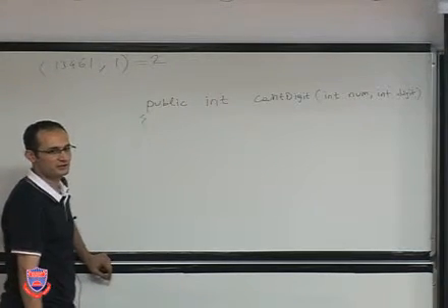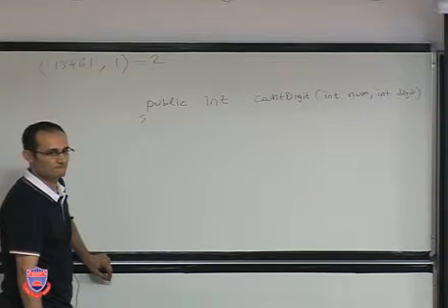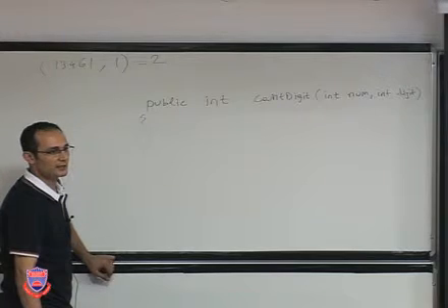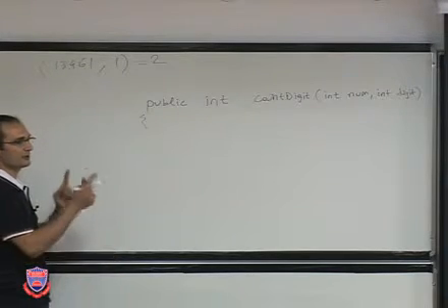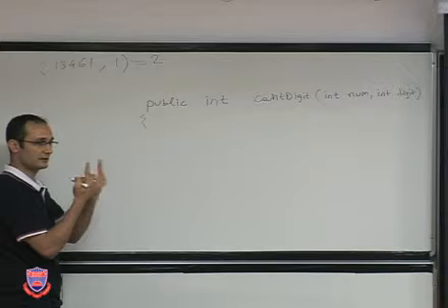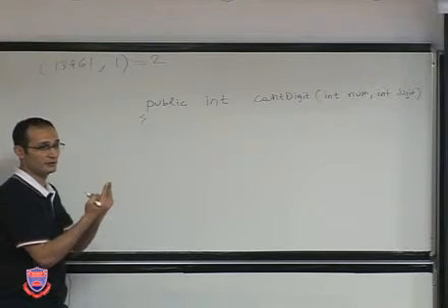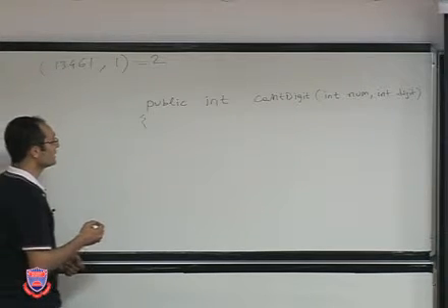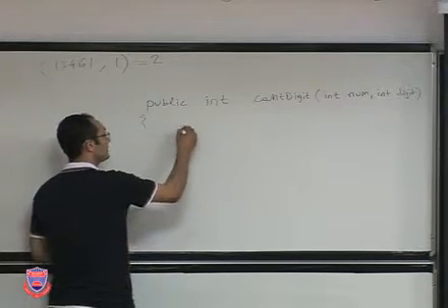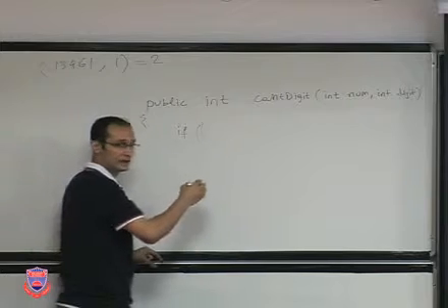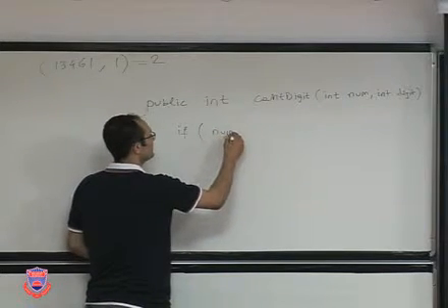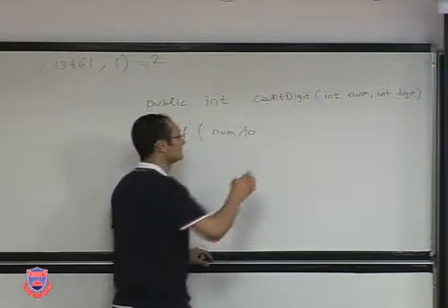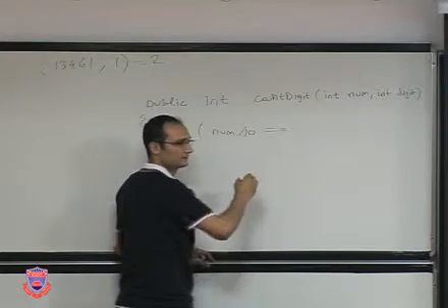No string operations. So the base case is going to be every time you need to get one digit to compare, right? So you need to get one digit that's going to be the final case or base case of your recursion. So in which case you want to check whether n or number divided by 10 is equal to 0.